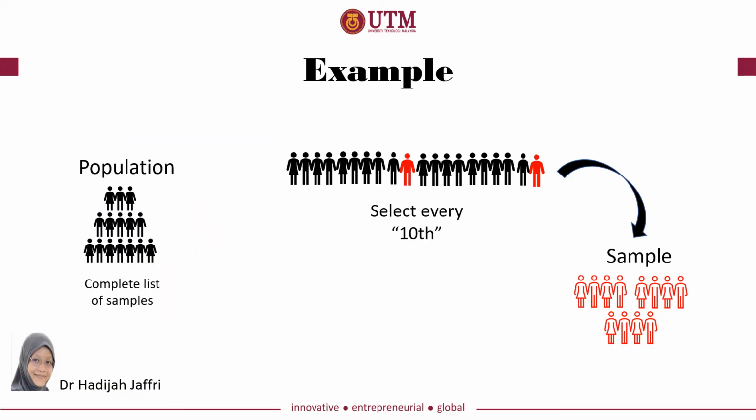For example, we could choose every 10th person listed from the list of 1,000 samples in a population. We repeat the process of choosing every 10th person listed from the list until we get the desired sample size.